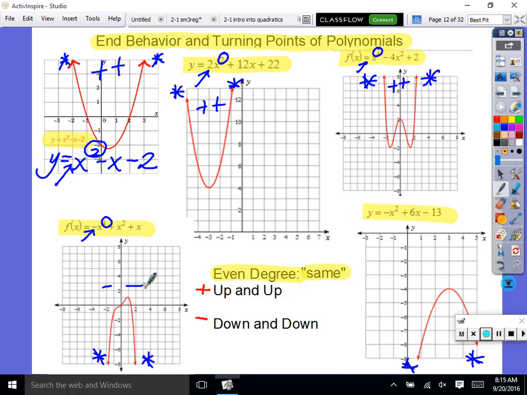So we have an even degree right here, a quadratic, and it's negative in front. Negative people like to frown, so it's down and down. Does everybody see how that works? So if I gave you degree 6, and it was negative 2x to the 6, isn't that an even degree? So we would say it's either up and up or down and down. It's a negative in front, so it's going to be down and down. Does everybody understand? Okay, awesome. So that rule was written right there for you, in case you needed it.